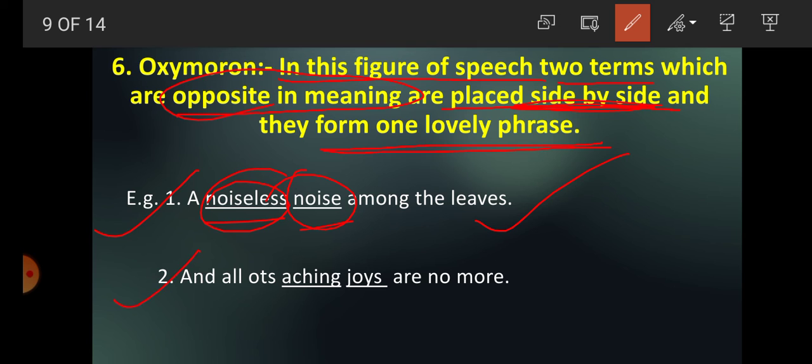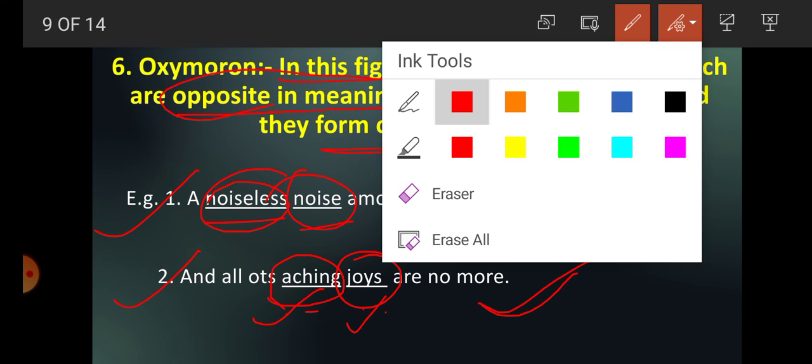Second one, students: And all odds, aching joys are no more. Here aching means paining, and joys means happiness. So aching and joys are two different things. Here there are two opposite words written together, and that's why both examples, noiseless noise and aching joys, are examples of oxymoron.